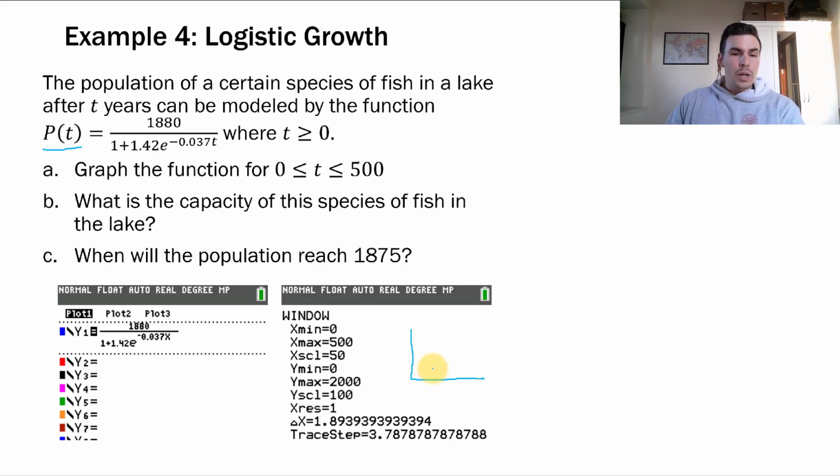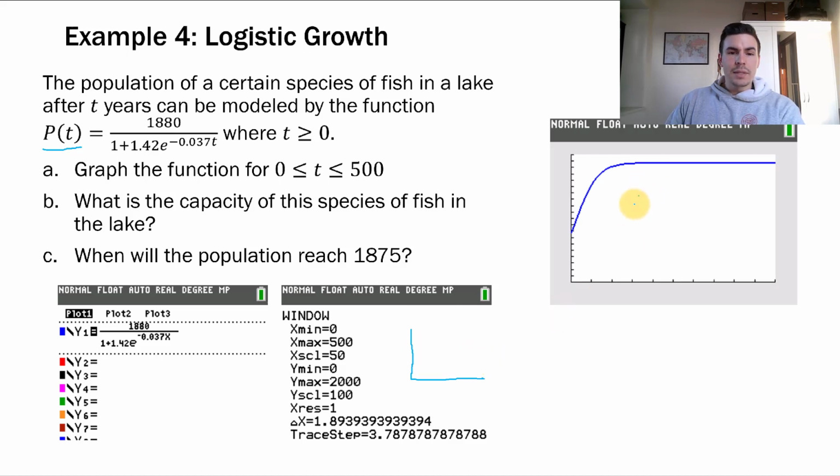We're only working in quadrant 1 because we can't go backwards in time. You can't really have negative fish in a lake. So we're working in positive time and positive population for our fish. If you hit graph, you're going to get something like this. Notice again we've got this horizontal asymptote, because there's some maximum capacity for the population of fish in this lake. What is the capacity of the fish in the lake?